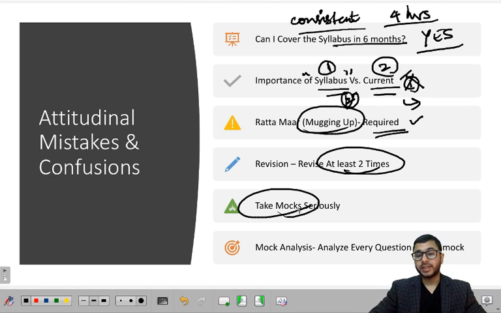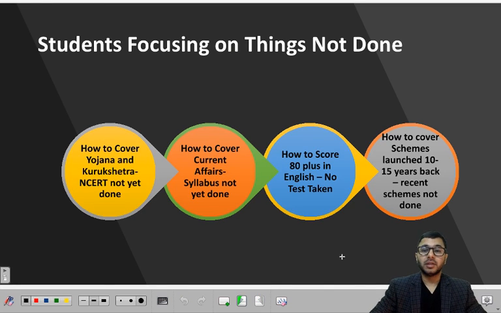Take your mocks very seriously. Do not take them lightly. By seriously, what I mean is mock analysis. After you're done with the mock, sit with the mock, see what you have done, see all the questions, analyze every question after the mock. Okay, whether you have answered it correctly, if you have answered it correctly, whether you knew it or it was a fluke. If you did not answer it correctly, why? Cover the topic then and there, the same day. Okay, so these are the things that you have to keep in mind.